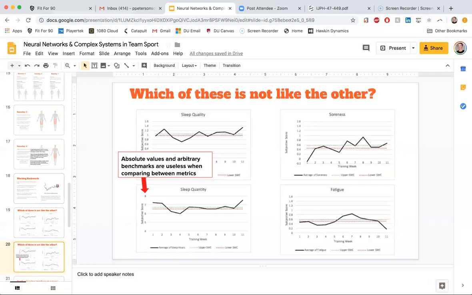So when we use absolute values and arbitrary benchmarks like that smallest worthwhile change, they become useless when you're comparing between metrics, right? Because if we're looking at sleep quantity in terms of hours, we get all the way up to 8 hours at times from our guys. That would be a blessing. Trying to run a linear regression through that, or trying to make any qualitative analysis by pairing one of those graphics with one that's on a subjective score or sliding scale, becomes null and void.